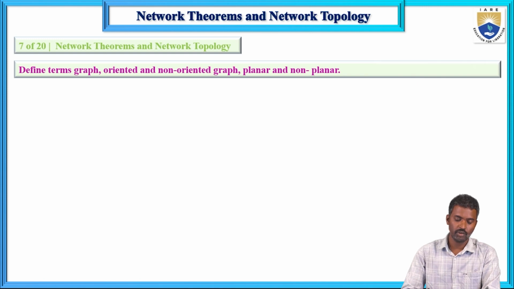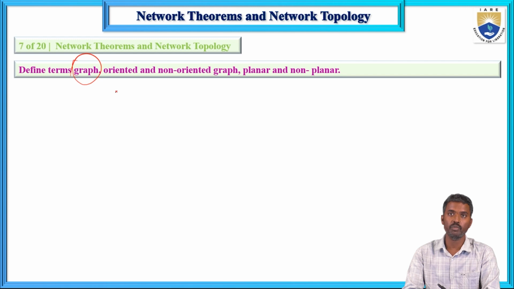Next, define the graph. Any circuit, we can replace it by lines. That voltage source is replaced by short circuit and current source is replaced by open circuit, and all elements, resistor, inductor, and capacitor, are replaced by lines. Such graphical representation of a circuit is known as a graph.